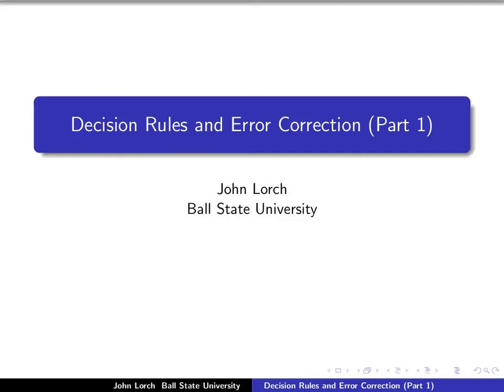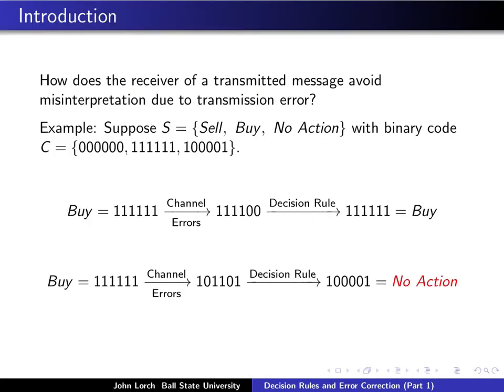Hi everyone, this is part 1 of our material on decision rules and error correction. An important question that lies before us is as follows. How does the receiver of a transmitted message avoid misinterpretation due to transmission error?